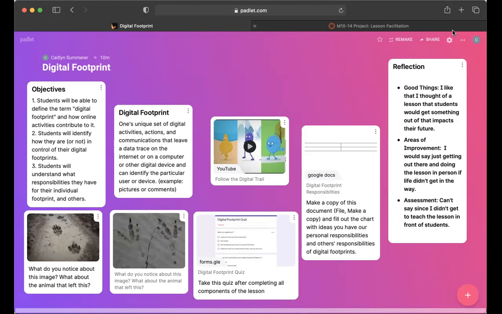And then finally, I would have them do a quick quiz that went over everything and check their understanding of whether they know what a digital footprint is. My last question on there was, how confident do you feel about what a digital footprint is? 1 being not very confident and 5 being very, very confident.